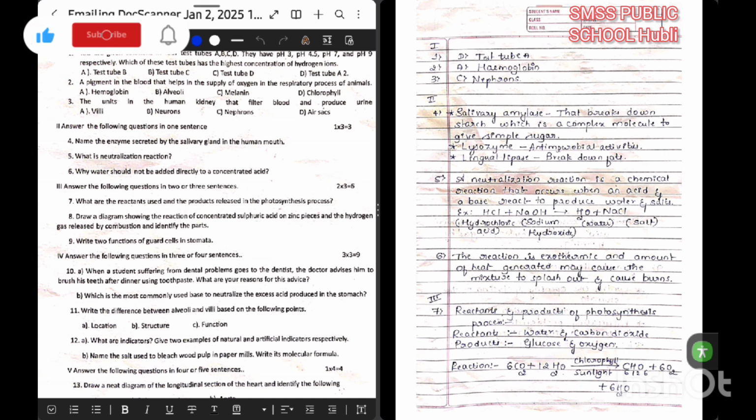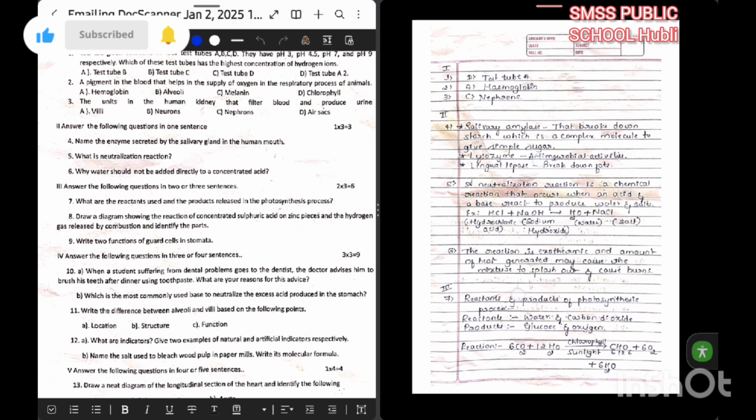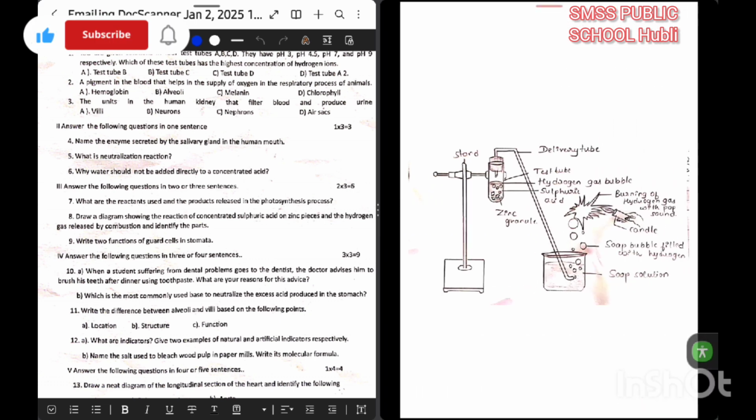So let's move to the next question, that is draw the diagram showing the reaction of concentrated sulfuric acid on a zinc piece and the hydrogen gas released by the combustion, and identify the parts. Okay, so they have asked to draw the diagram related to concentrated sulfuric acid on the zinc piece.